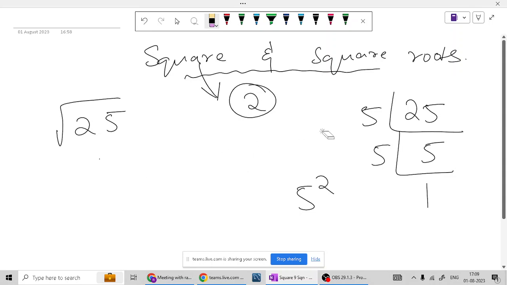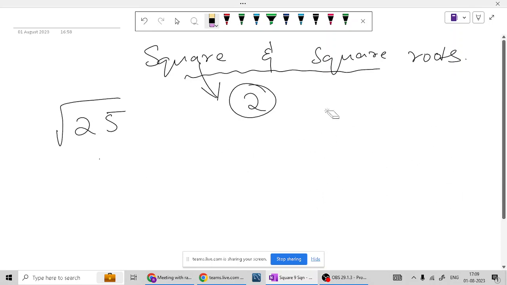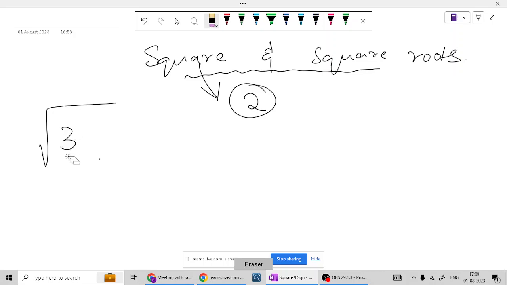Okay, let me give you another value. Find the square root of 16. Find the square root of 16.